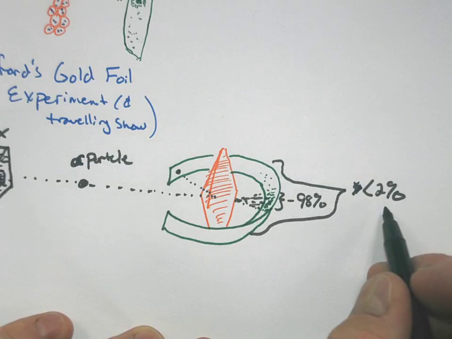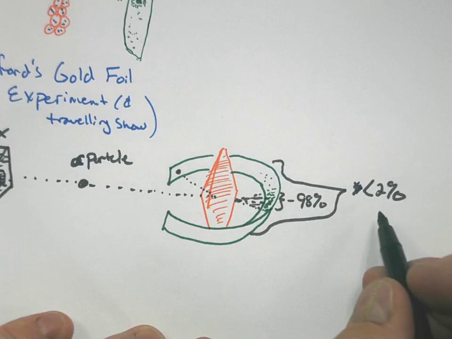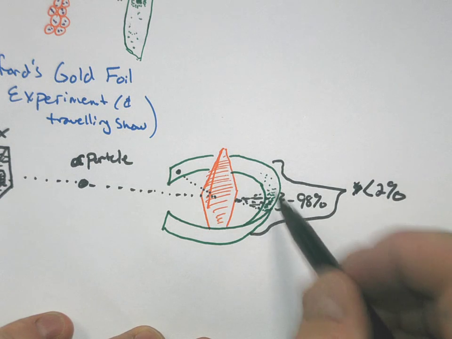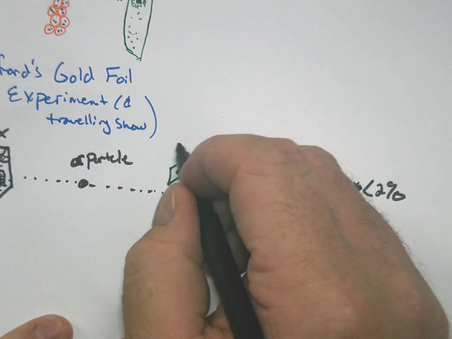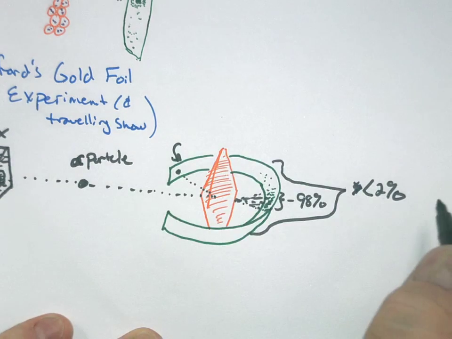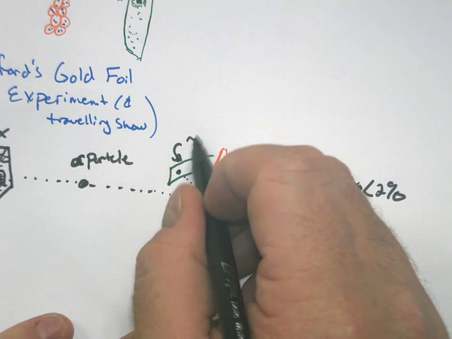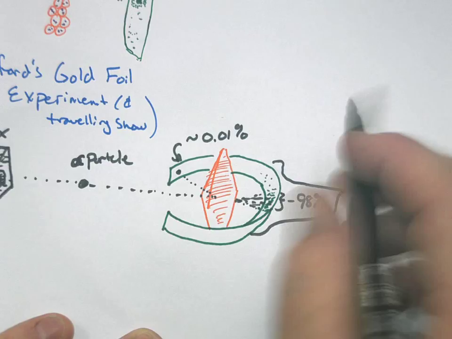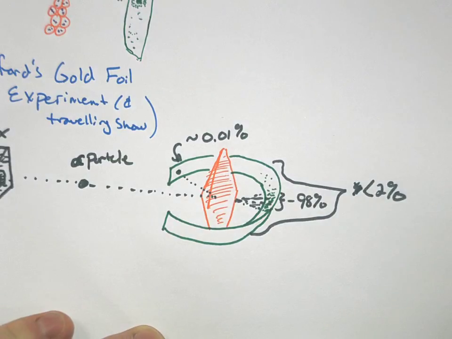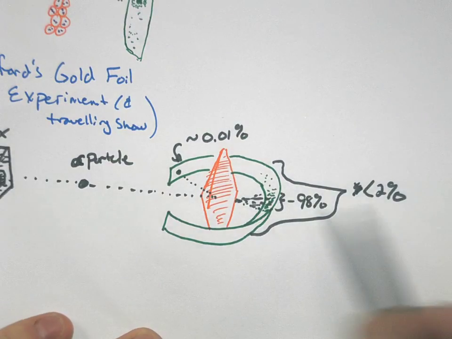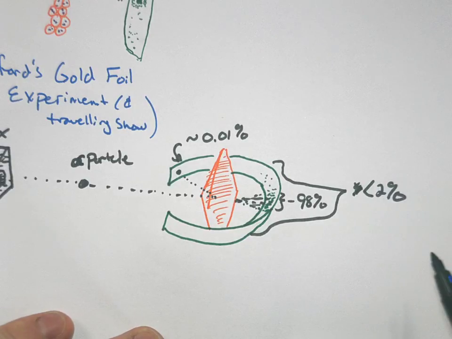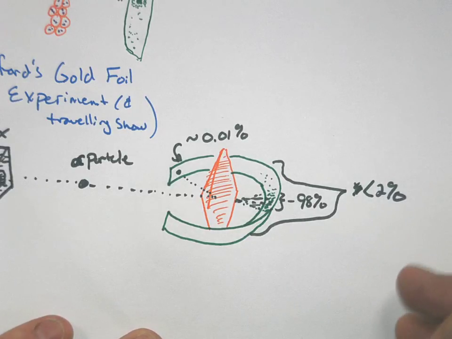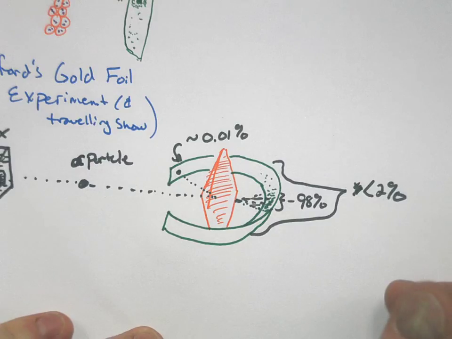Less than 2%. Okay, was in this range. And this guy way over here was about 0.01% of all of the particles bouncing back. These were the results of the experiment. This is the data that he returned from his experiment. What does this tell us?